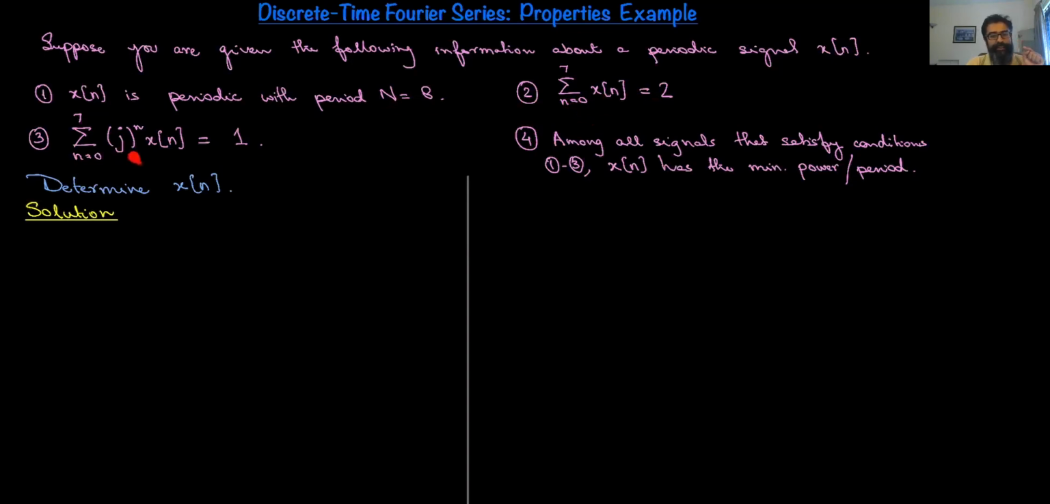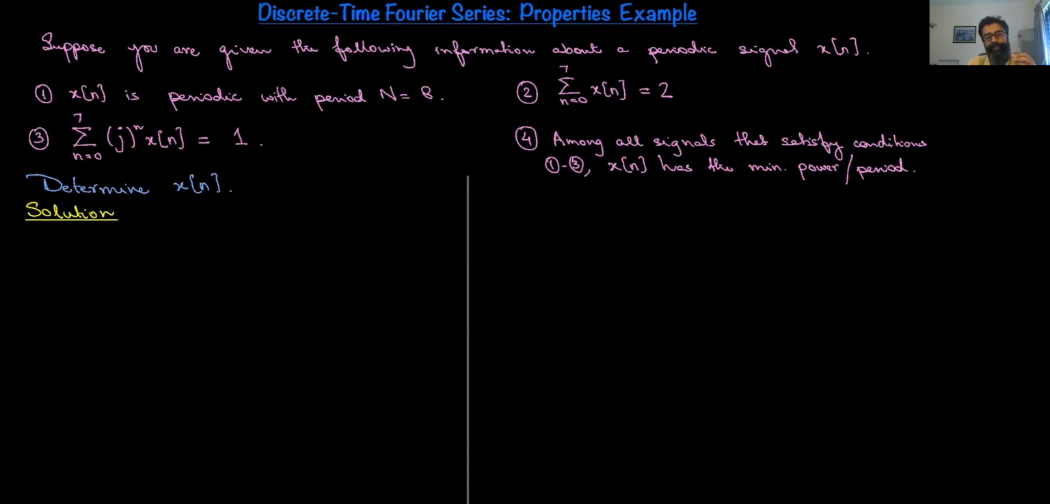Similarly, if I do this sum, which might look a little bit twisted, we're going to see it's related to Fourier series decomposition. This sum is going to turn out to be equal to 1. And the last interesting point is that among all periodic signals that satisfy conditions 1, 2, and 3, x of n has the minimum power per period. So that's the information given to us. Given this information, we're required to determine what the signal x of n is.